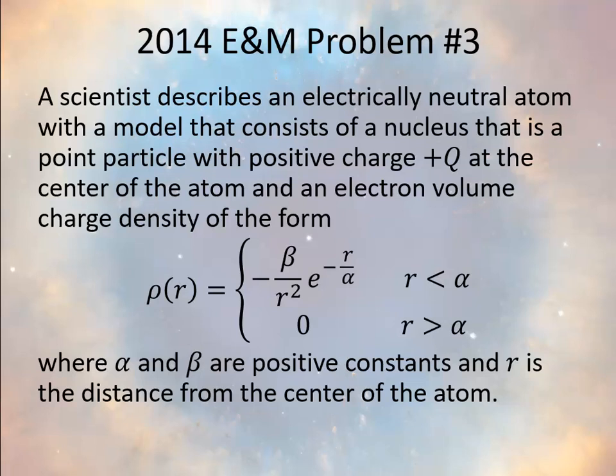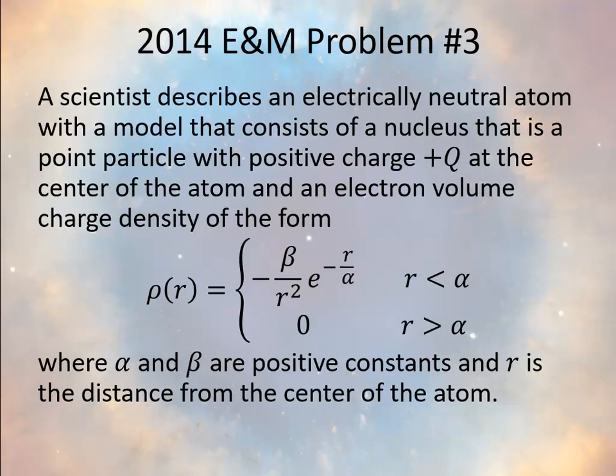Hi everyone, in this video I'm going over the solution to problem number 3 from the 2014 AP Physics C Electricity and Magnetism AP exam. So this problem has a scientist describing an electrically neutral atom with a model consisting of a positively charged nucleus and a negatively charged electron cloud with a charge distribution given by this rho of r function right here, where alpha and beta are positive constants, and this is a function of r, where little r is the distance from the center of the atom.